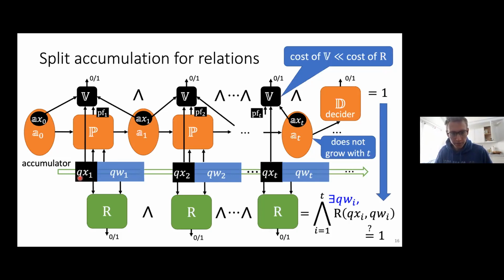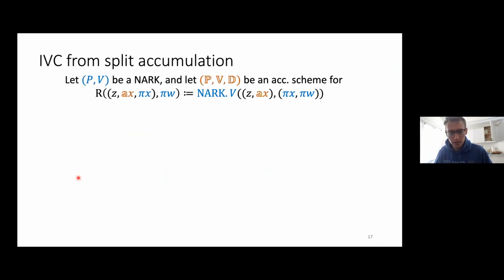But it turns out that even from this more general accumulation, we can still construct IVC. So how does that work?